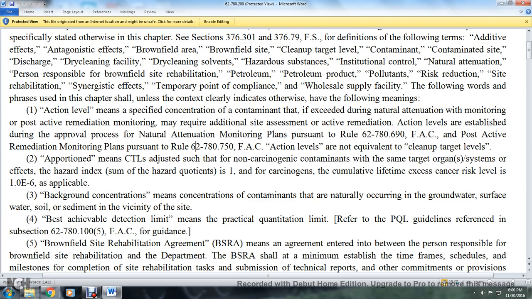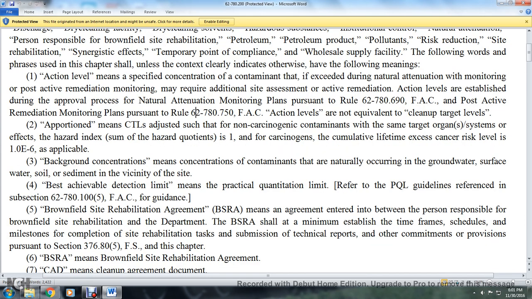For guidance, Brownfields Site Rehabilitation Agreement, or BSRA, means an agreement between the person responsible for the brownfield site rehabilitation and the Department. The Brownfield Site Rehabilitation Agreement shall, at a minimum, establish the time frames, schedules, and milestones for completion of the site rehabilitation, submissions, technical reports, and other commitments or provisions pursuant to Section 376.80 of the Florida Statutes of this chapter.